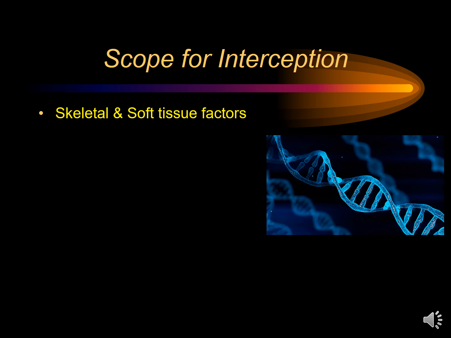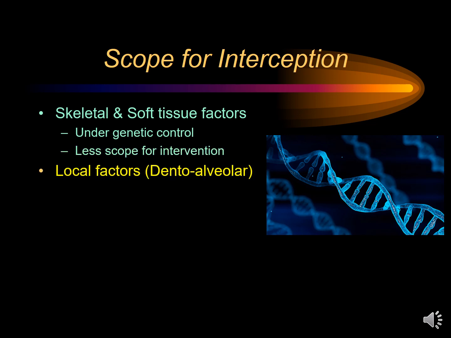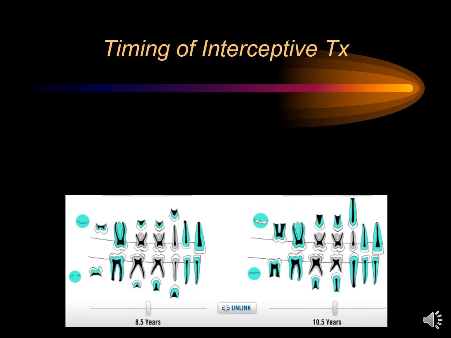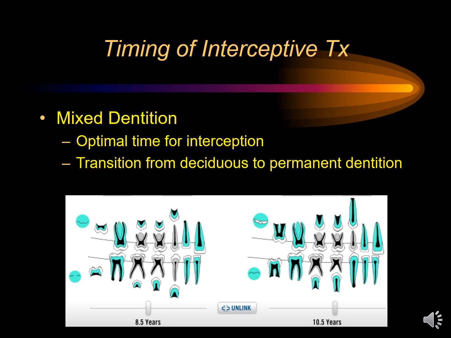Now, skeletal and soft tissue factors are under genetic control, and therefore there's less scope for intervention when the etiology is skeletal or soft tissue. Now, local factors or dentoalveolar factors or environmental factors are more amenable to interception and can be modified. Okay, the timing for interceptive treatment is during the mixed dentition, and this is the period where the dentition transitions from a deciduous to a permanent dentition.